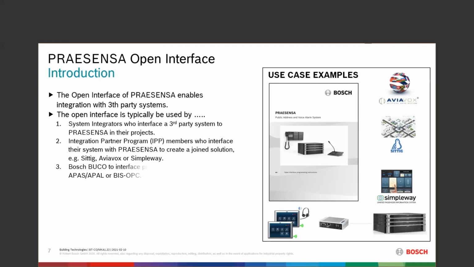Next to that, we also have integration partners in the IPP program. Those are vendors which are offering a solution that needs an interface to our PA system. As an example, you see here Citig, Aviavox, and Simpleway. They are often involved in transportation projects like railway or airports, and they, for instance, have a software platform that is accessing traveler or passenger data, and they are making announcements based on that data through our PA system. So they link to various systems, of which the PA system is one.